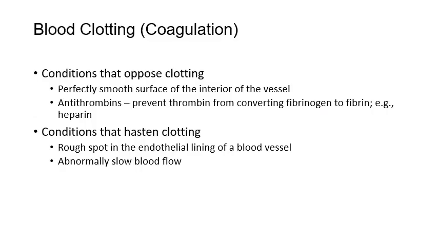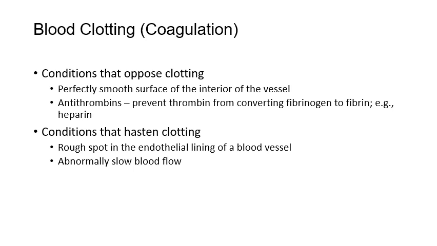All right, so conditions that oppose clotting would be, for example, a perfectly smooth surface on the inside of your vessel. And that's what we want normally, right? So normally we don't want clotting to happen. Clotting to happen when you don't want it can be really, really bad because we want blood to flow. We want blood to flow all over the body and get where it needs to go. So a perfectly smooth surface is one way of preventing unwanted clots. And then there are also antithrombins, which are circulating in your blood that help prevent the thrombin from converting fibrinogen to fibrin.